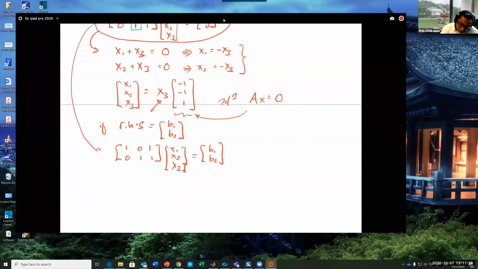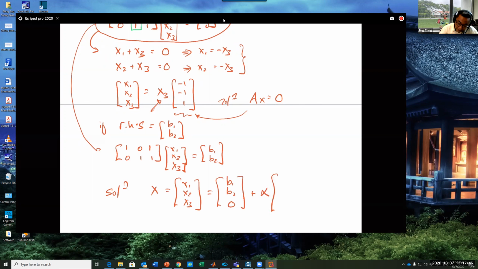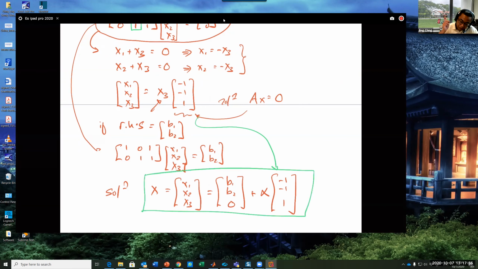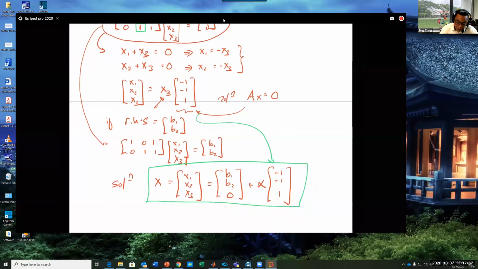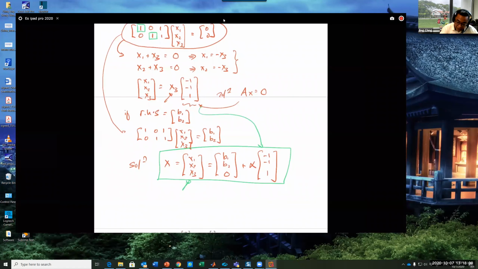Isn't it? So the solution for the above is actually x equals x1, x2, x3 equals b1, b2, 0 plus the homogeneous solution, any alpha times minus 1, minus 1, 1. So this is it. So it shows that my solution is aligned with this parametric form.